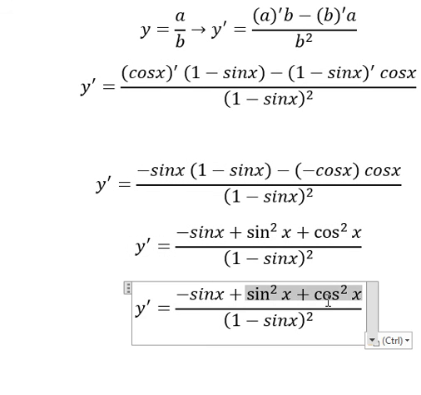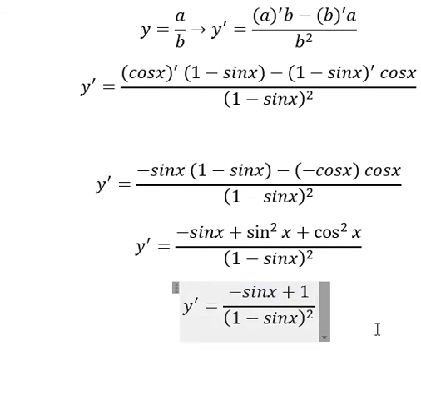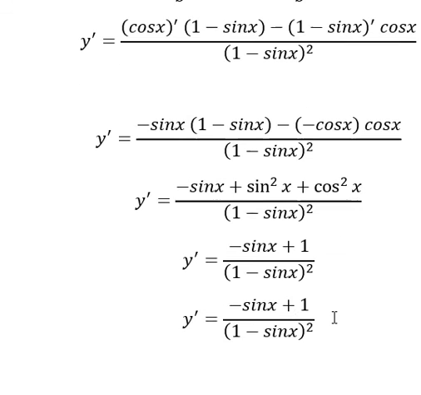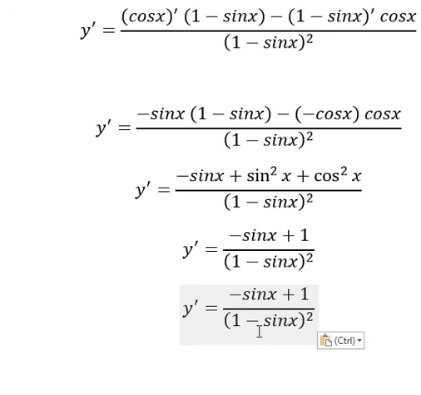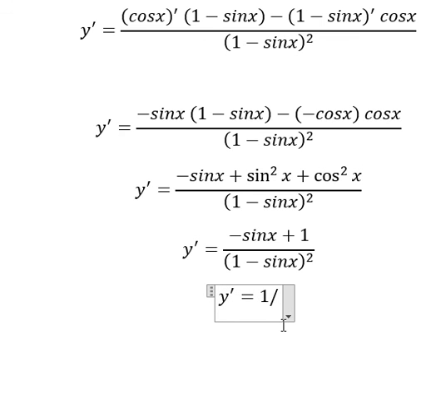So this one we have number 1. And we see that 1 minus sine x divided by 1 minus sine x, we have 1 over 1 minus sine x. This is the end.